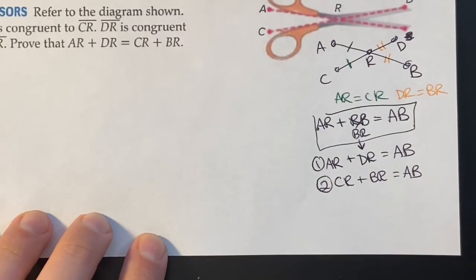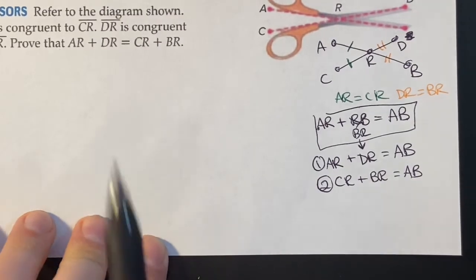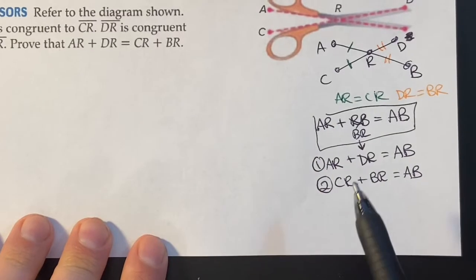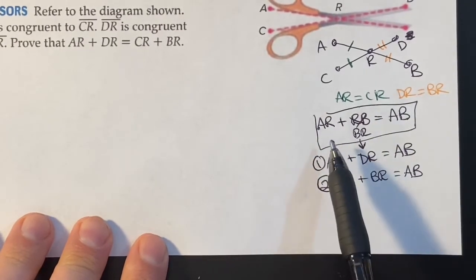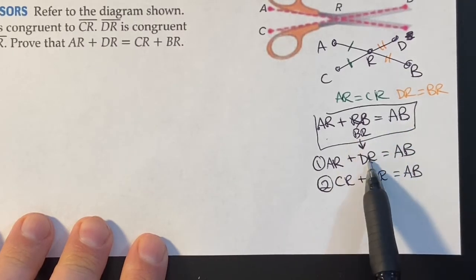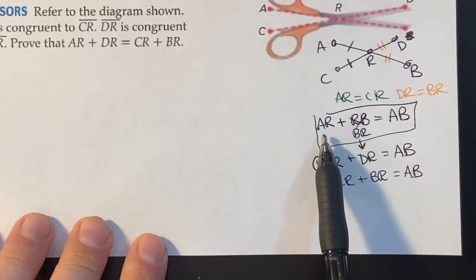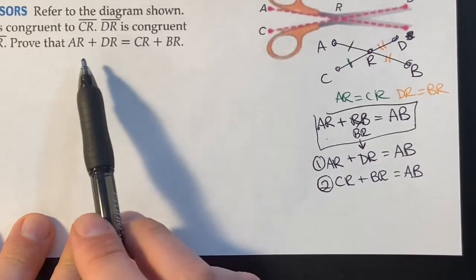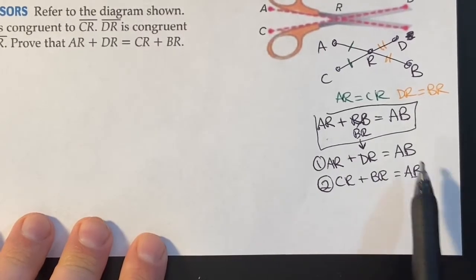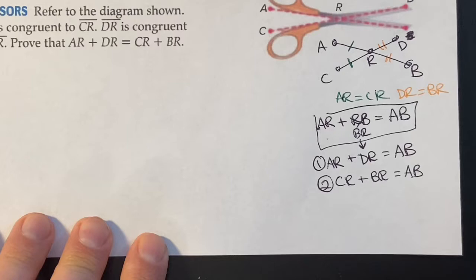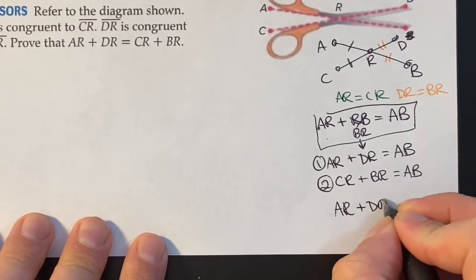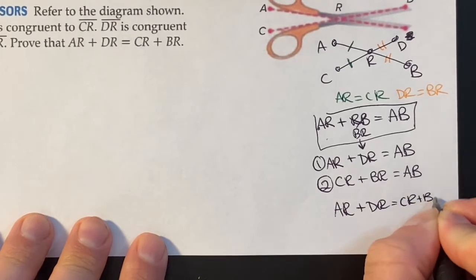So if you're wondering what I'm doing, I'm making a rough draft. My goal is to say this in the end. Well, I can't say it right away, but if I take the fact that AR plus BR is AB, and I change the BR to DR, and then rewrite it again, but change the AR to CR, I now have AR plus DR right there. I now have CR plus BR right there. And if they're both equal to AB, then by using the transitive property, I can say that AR plus DR equals CR plus BR.